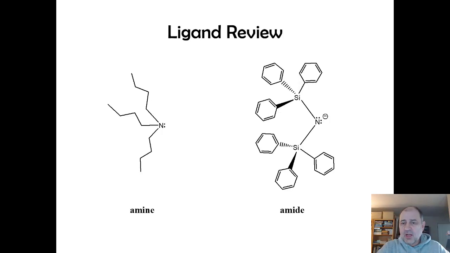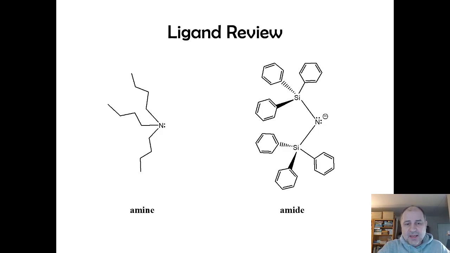Before I move on to coordination number 5, let's have a quick ligand review. Focus on those nitrogen-containing compounds. We either can have 2-electron neutral donors, so-called amines, where nitrogen has 3 attached alkyl groups or groups. Silicon is not an alkyl group, right? So it doesn't matter.